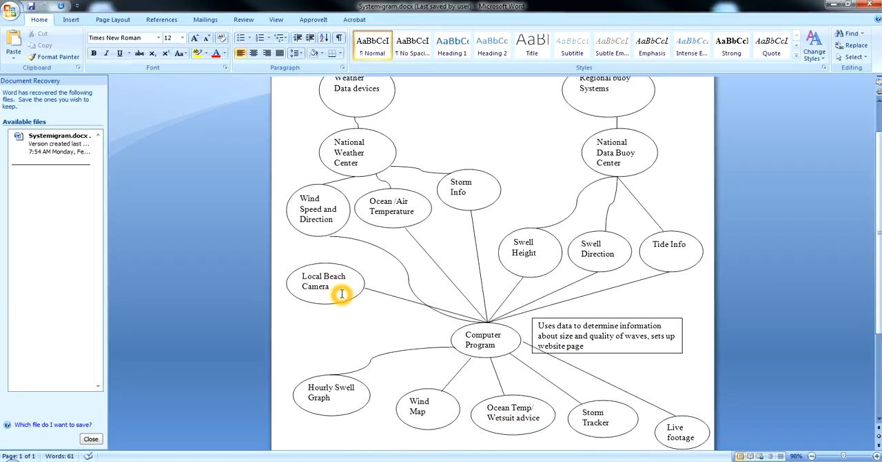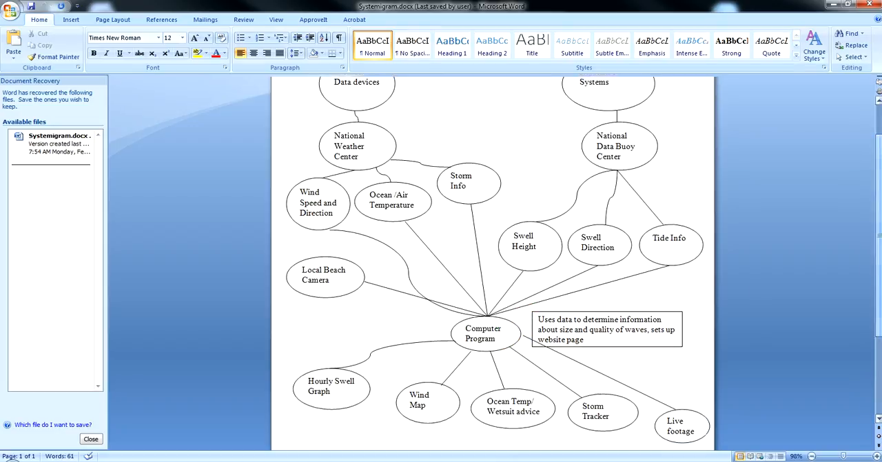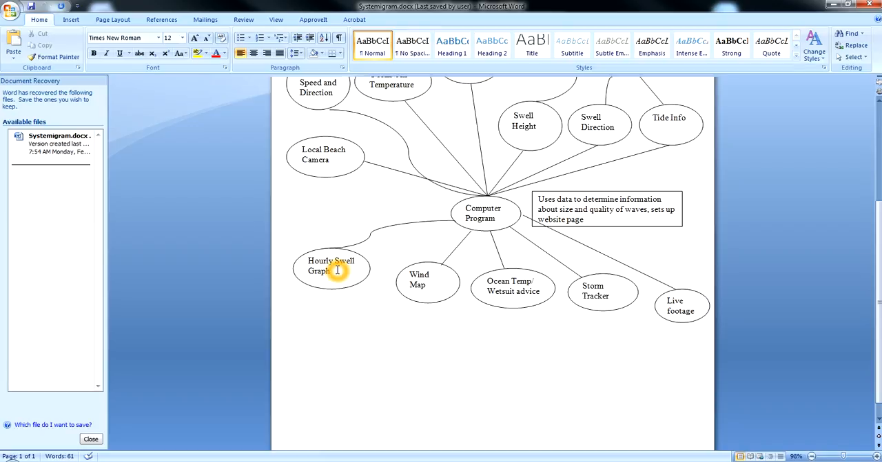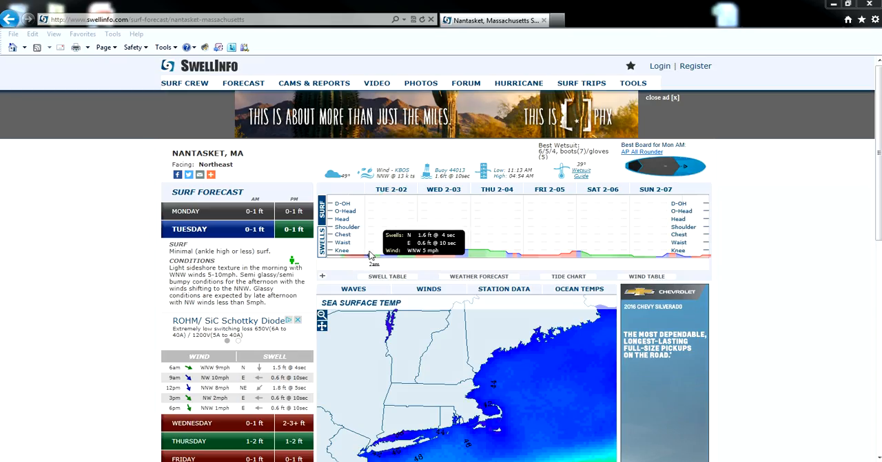Other inputs are local beach cameras, which SwellInfo gets access to and posts on their website. All this is entered into the computer algorithm, which uses data to determine information about the size and quality of waves and sets up the web page. The program produces an hourly swell graph, wind maps, the ocean temperature and wetsuit advice, a storm tracker page, and live footage of your surf area. These are the outputs produced by the computer program and put onto their main homepage.